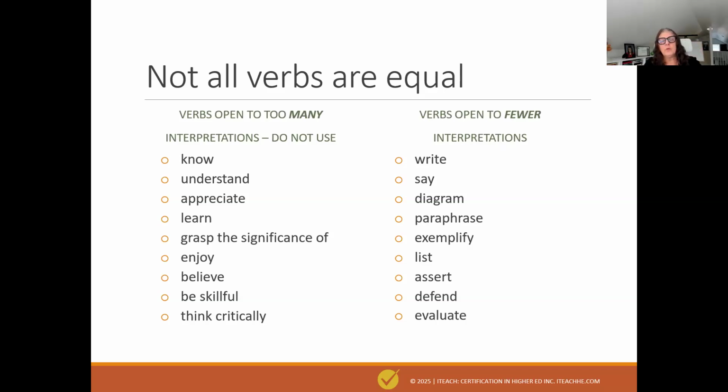So you don't want to use any of those on the left-hand side, so understand or know or learn, just because they're too vague. You want to try and keep to the types that are on Bloom's, on the right, so that it's clear for students, and clear for you, because that really helps when you're assessing student work, because then it's clear exactly what's required.